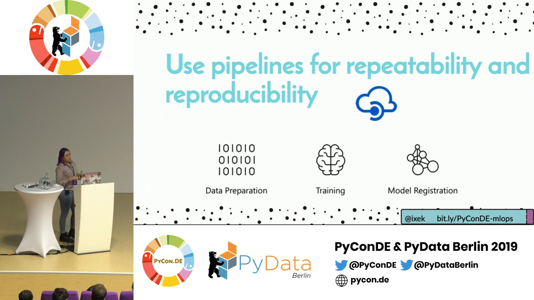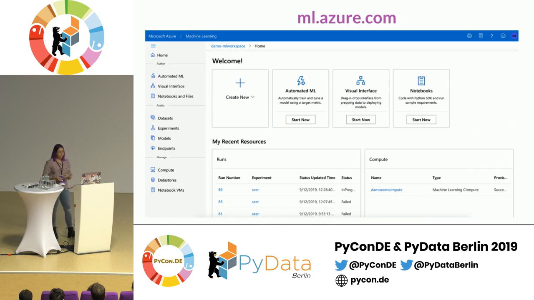So when possible, try to use things like Kubeflow, Airflow, Luigi, Azure Machine Learning pipelines, where you can have, as step 1, for example, your data preparation, step 2, your training, step 3, model registration, and so on and so forth.